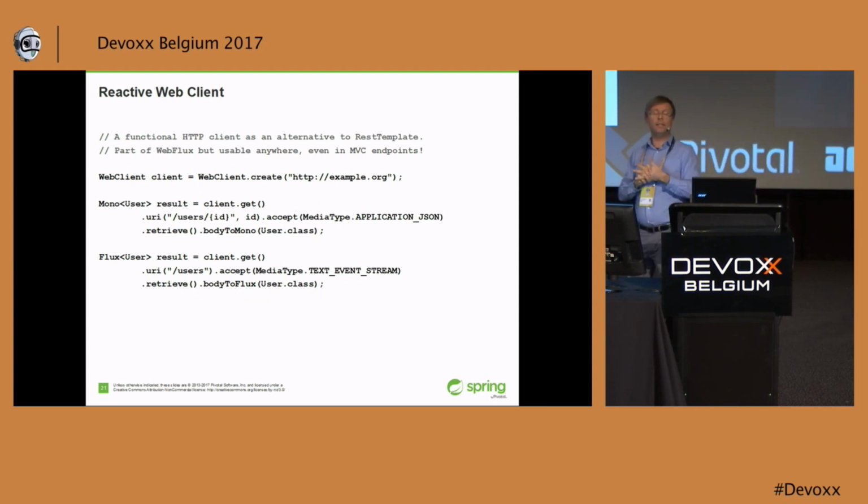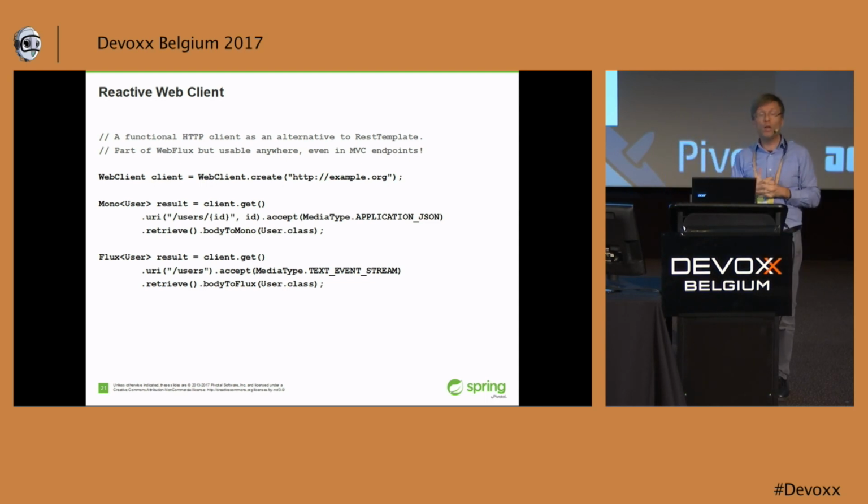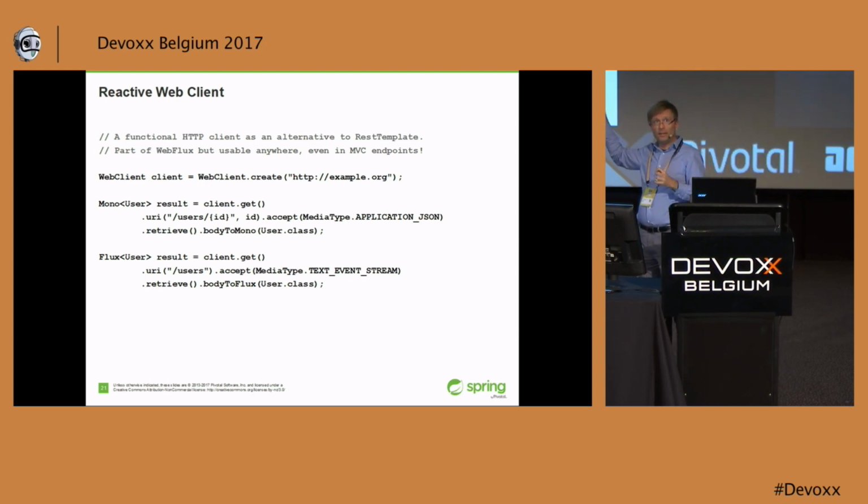Last but not least, a quick reference, because it's often forgotten. We also ship a Reactive Web Client, an alternative to RestTemplate, because RestTemplate essentially is a kind of blocking style interaction API. We have a new WebClient, stylistically very similar to the functional web endpoint model on the server side, that you can use to build an HTTP interaction from the client side.